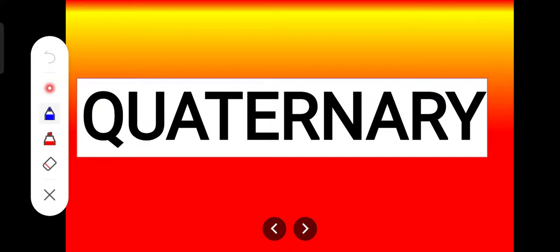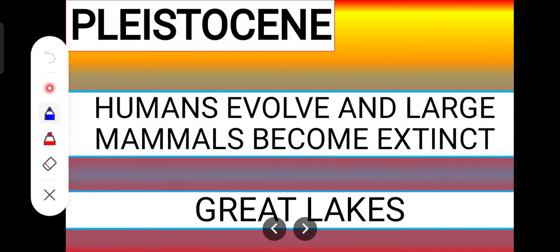Next is the Quaternary period. So first epoch is the Pleistocene. Humans evolve and large mammals become extinct. We have here the presence of the Great Lakes. So, the Pliocene earlier was an ice age, so the planet became frozen. And here in the Pleistocene, we have the presence of the Great Lakes, meaning the frozen planet Earth, or the ice, became water, or it melted. That's why there is a formation of the Great Lakes, which caused the extinction of large mammals.